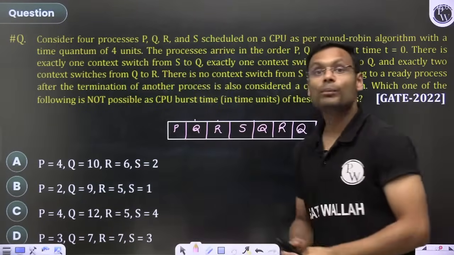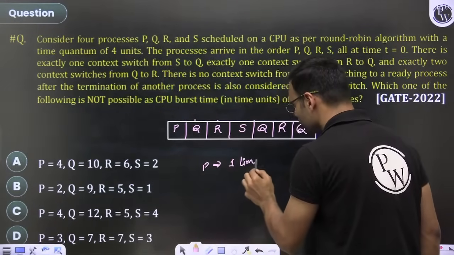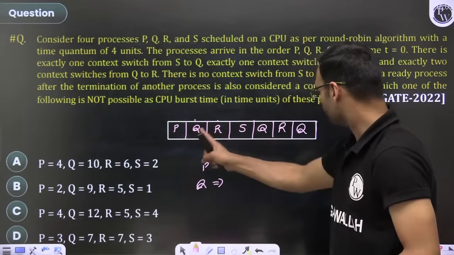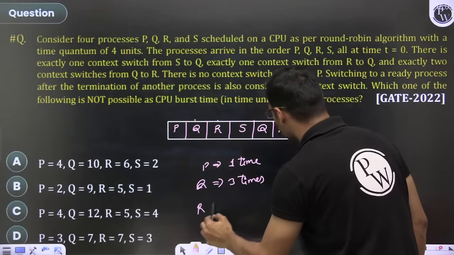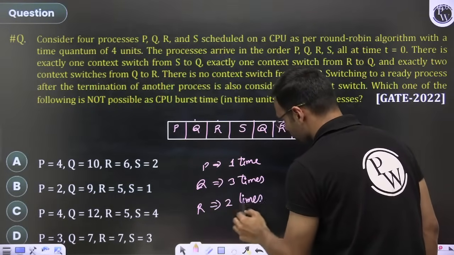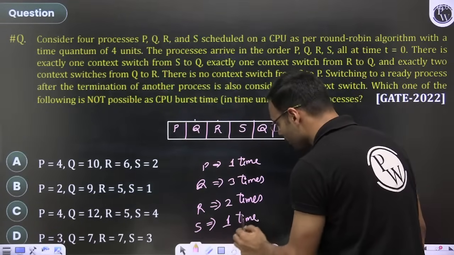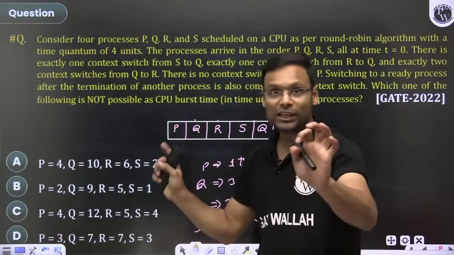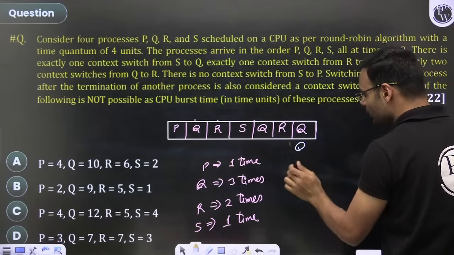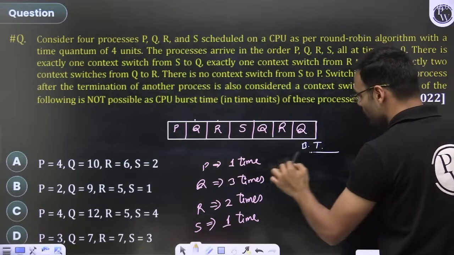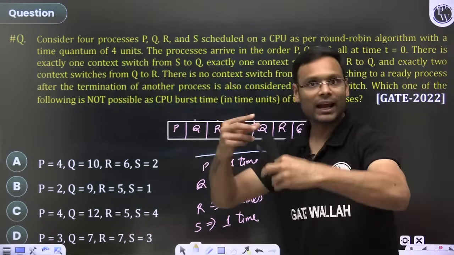In this Gantt chart, how many times am I running P? P I'm running only once. Q, how many times am I running? 1, 2 and 3 times. R, how many times? 2 times. And S, how many times? Only one time. If you are running a process only one time and completed, which means P should have burst time equal to 4 or lesser than 4. So whatever burst time we have for process P should be between 1 to 4, so that once P runs, it is done.